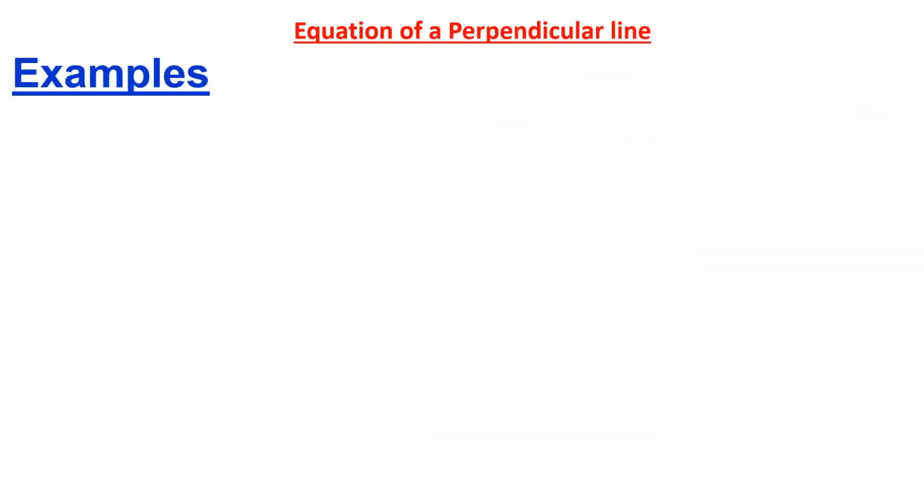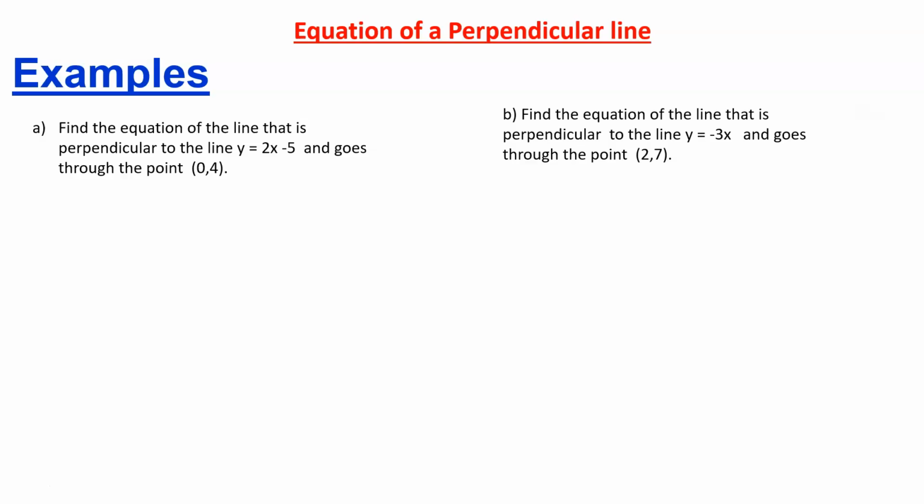Now, I've got two questions for you to try. You can stop the video and try them. It says, find the equation of a line that's perpendicular to this line and goes through this point. And the other one says, find the equation of a line that's perpendicular to the line y equals minus 3x and goes through this point. Stop the video and try it. Fine, I think you have tried, so let's do it together.